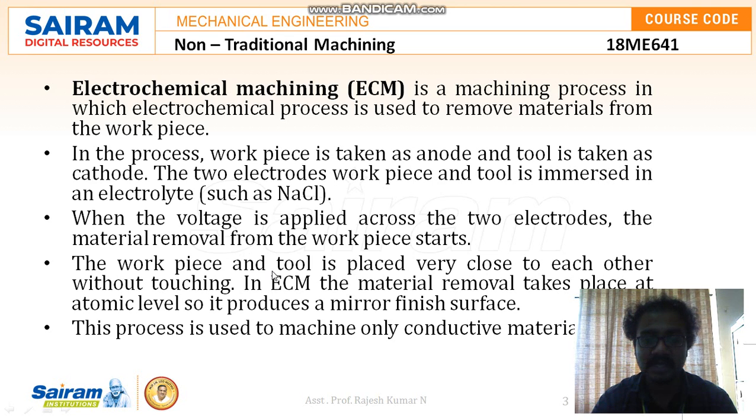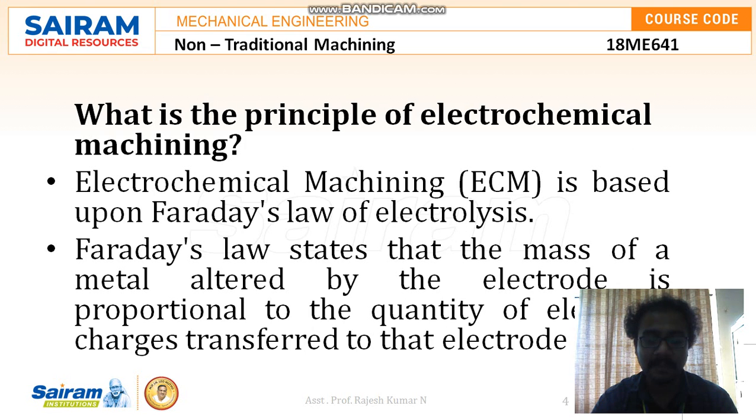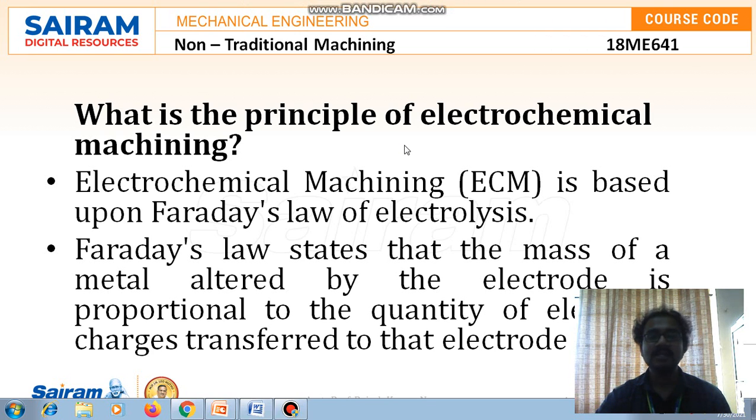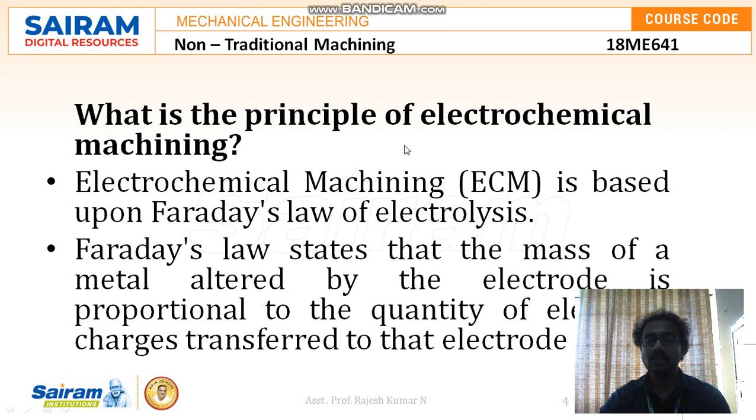Similarly, like other machining processes, in the electrochemical machining process the surface finish is very good, but this process is used to machine only conductive materials. When we see the list of metals, and even non-metals too, in this electrochemical machining process it is applicable only for materials which conduct electricity; then only it is possible to remove the metal. It is a major limitation of this process, we can call it. So what is the principle of electrochemical machining process? Electrochemical machining is based on Faraday's law of electrolysis.